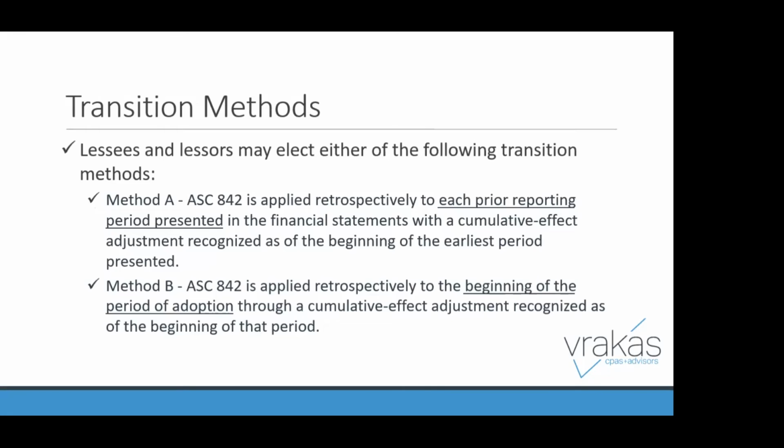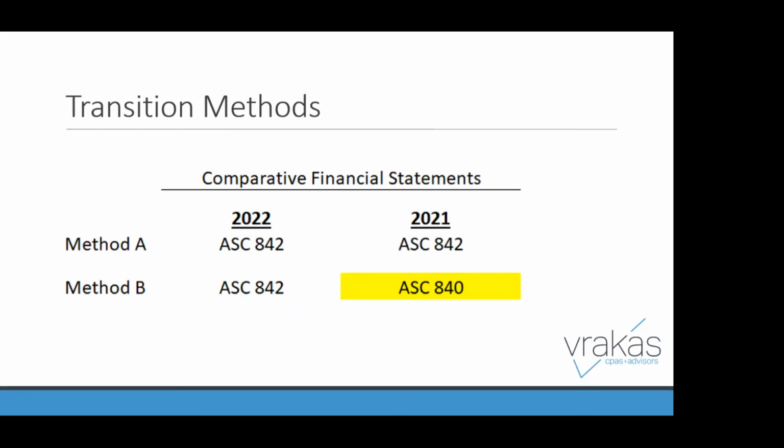So just as a quick kind of visual here, let's say at the end of 2022, you're presenting comparative statements with a 2022 column and a 2021 column. Actually, those should be the different years, I'm sorry, it should be 2021 and 2020. So under method A, both of those years would be under 842. So you would adopt it at the beginning of the year that you're presenting.